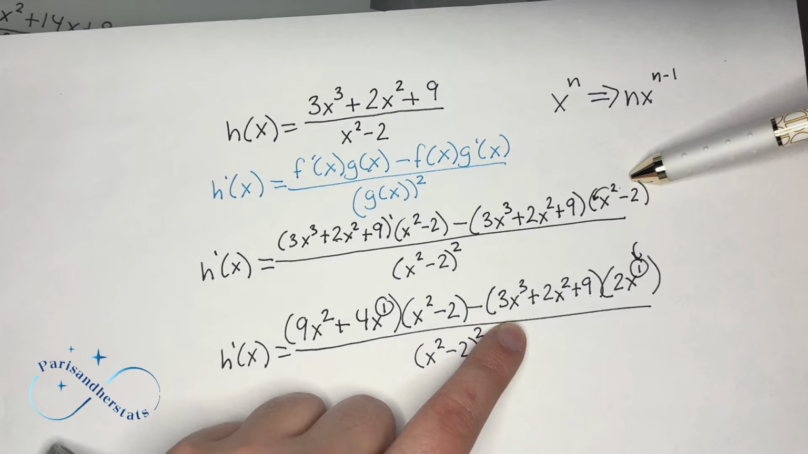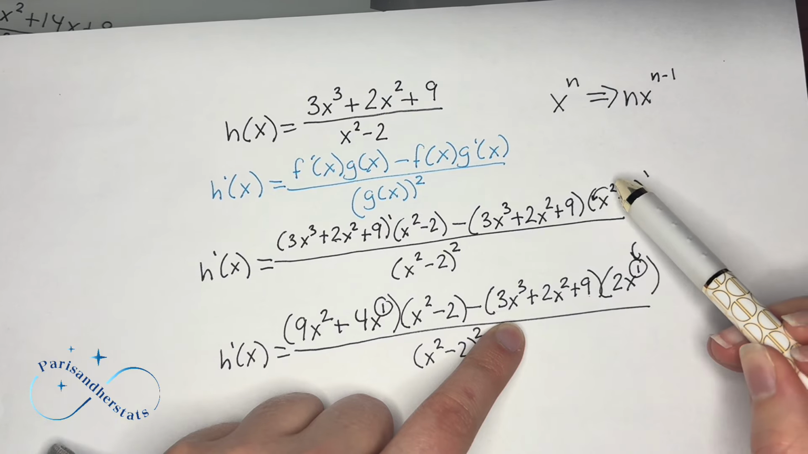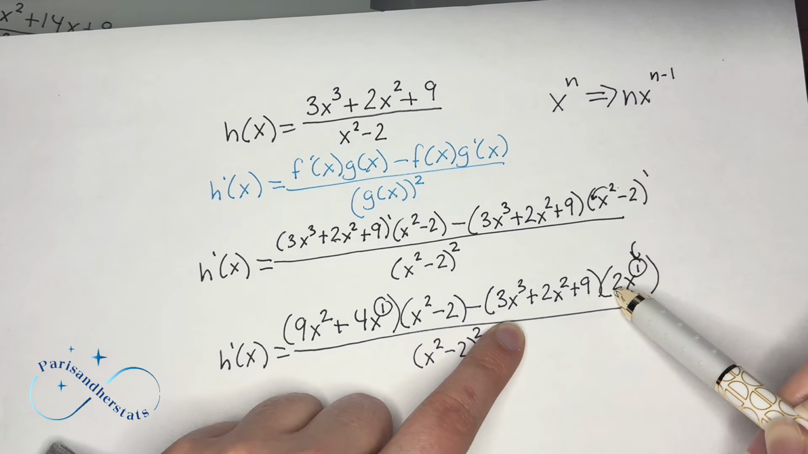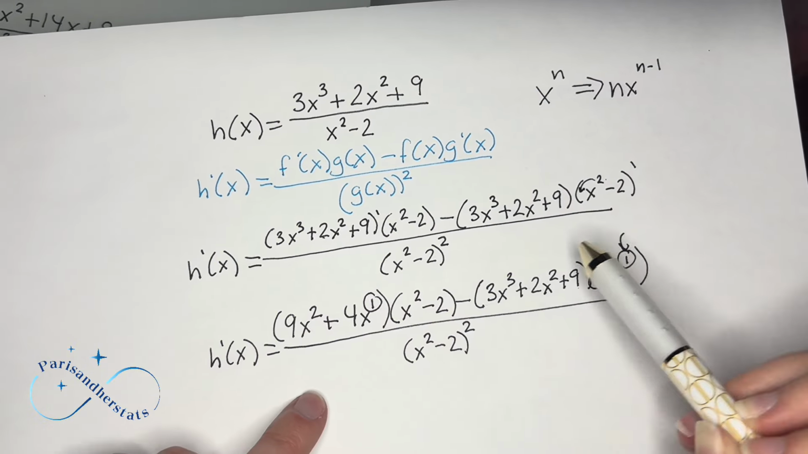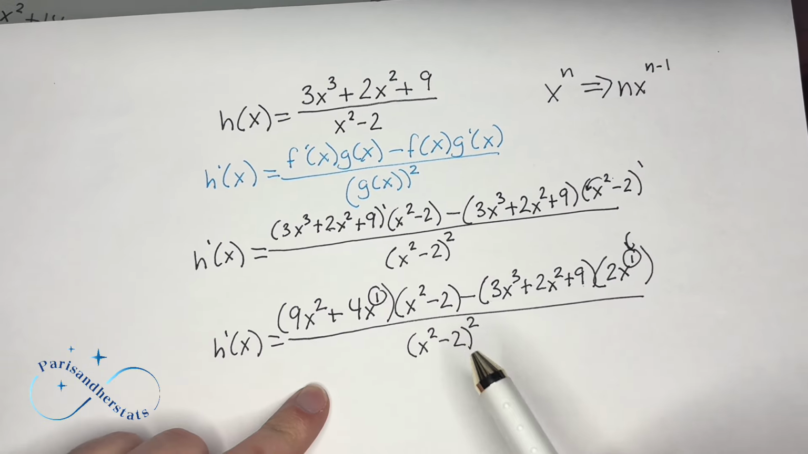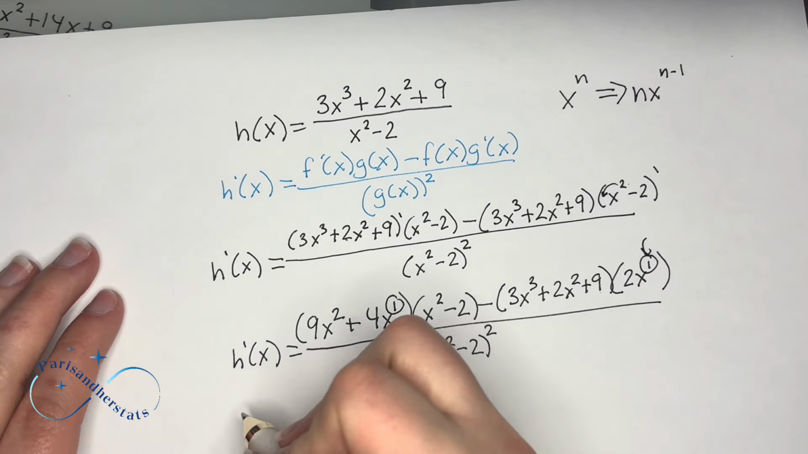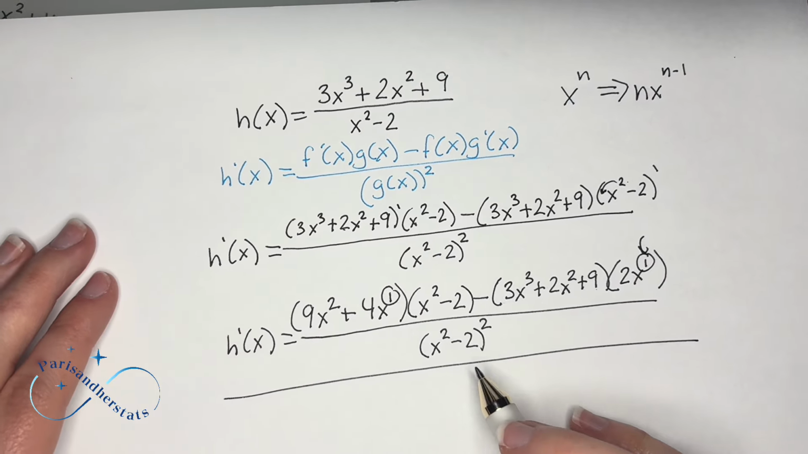Then, utilizing the power rule again for our g of x, the 2 goes down in front, leaving us with 2x to the power of 2 minus 1, which is 1, all over g of x squared. And right here, this function is the derivative of h of x.